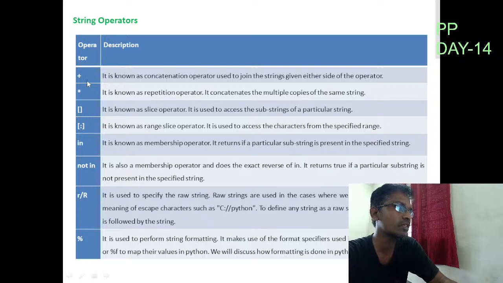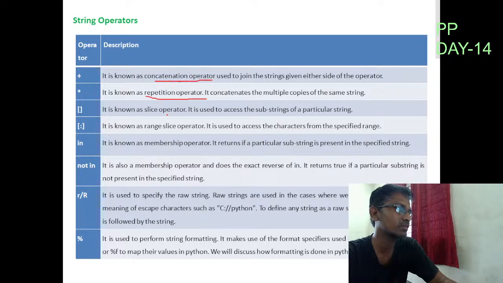Let us see the first one, the plus operator. The plus operator is used in Python for concatenation of two strings. For concatenating two strings, you have to use a plus operator. The star operator is used for repetition. If you want to repeat a string two times or three times, you have to use the star operator. It is a repetition operator, and plus is a concatenation operator.